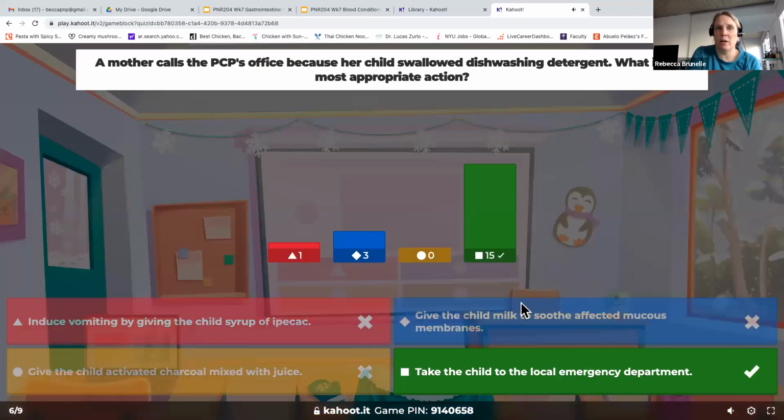So very good. You're not going to have the mom do any of these things at home. The emergency department can decide. And then, soothing the mucous membranes isn't going to really help them if they've swallowed something toxic. So you do want to have them come into the emergency department.